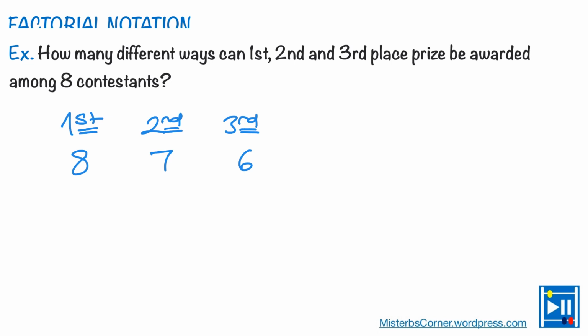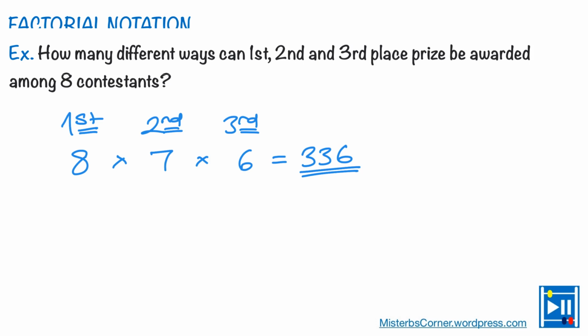So there are 6 contestants remaining, and if I just multiply these, I'm going to end up with 336 different arrangements. Again, for this particular problem, it's easy to calculate, but if the numbers are bigger, if I have 15 contestants and I'm giving 6 prizes and so on, yeah, it's going to be too long to do these calculations.